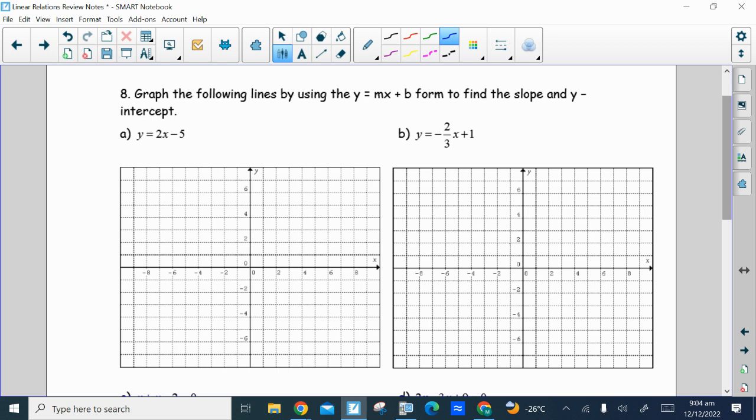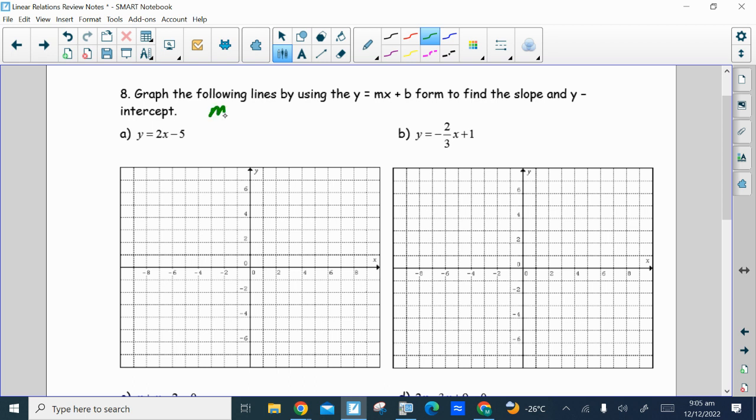Graph the lines using y equals mx plus b to find the slope and y-intercept. So again, when you have y by itself, there's usually two terms on the other side: a term with the x, and a term that doesn't have the x, which we call the constant. The constant tells you the y-intercept. So for this first one, it is a line because there's no exponents. It is in slope-intercept form because you've got y by itself.